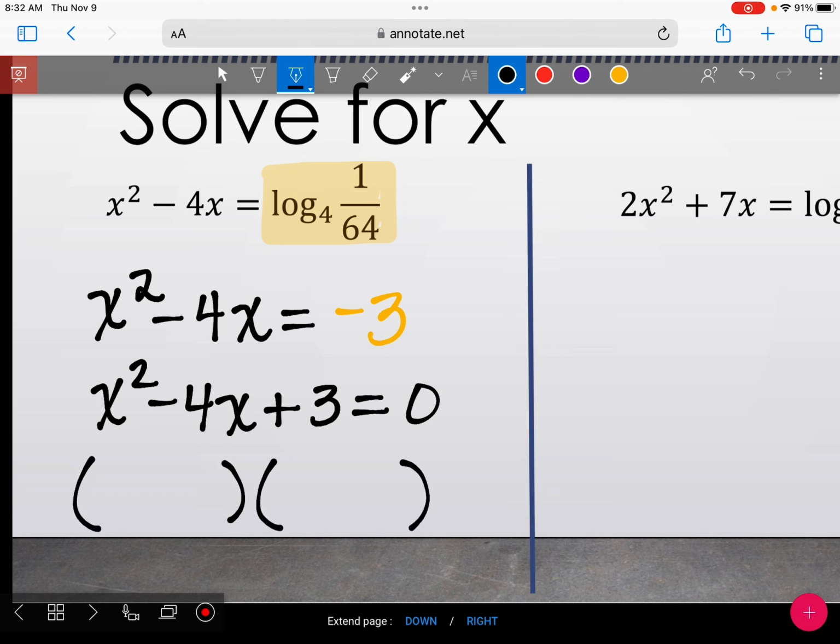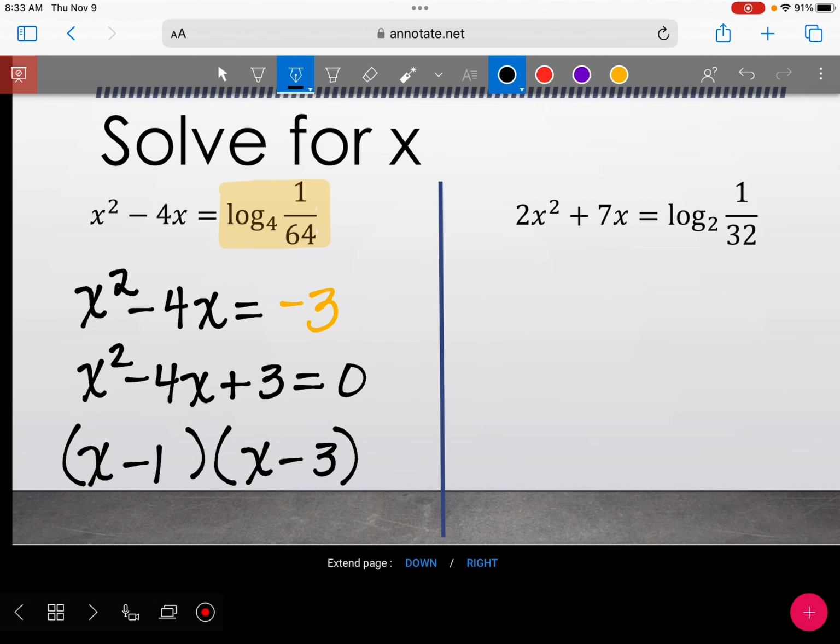So my numbers that multiply to be +3 and add to -4 are -1 and -3. And then you set them both equal to 0. So your answers would be x equals 1 and x equals 3. And that would be your two solutions.